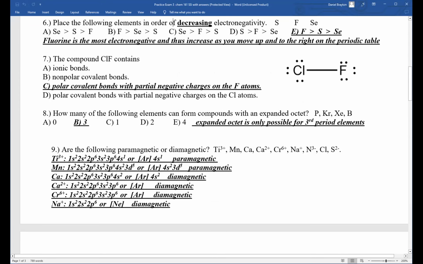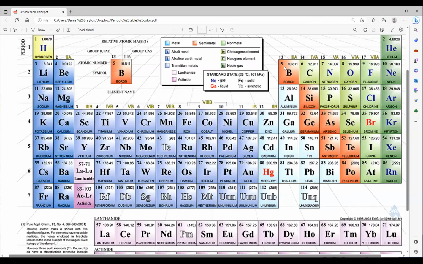Question 8, how many of the following elements can form compounds with an expanded octet? The only thing that can have an expanded octet is an element that's in the 3rd row. So phosphorus, krypton, xenon, and boron are our options. Boron's here in the 2nd row, so it's obviously not it. There's phosphorus. Now we're in the 3rd. That's fine. And then here was krypton and something else.